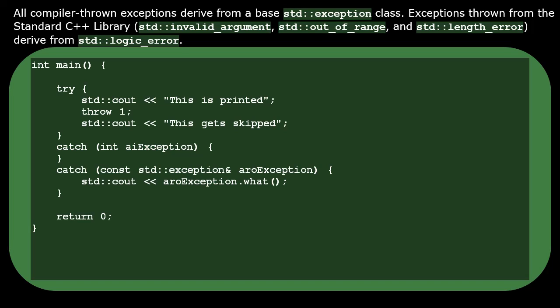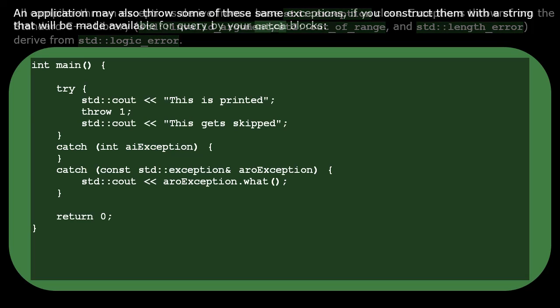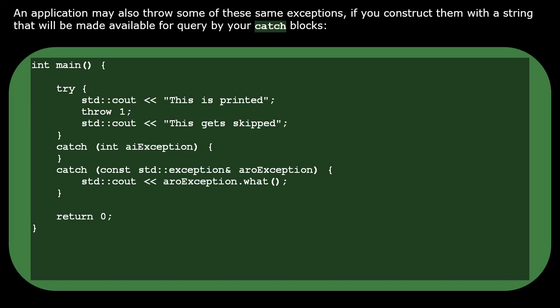You can use any type for exceptions that you manually throw, but all compiler-thrown exceptions will be an instance of a class that derives from a base exception class. Exceptions thrown by the standard library will derive from logic error, which itself derives from that exception class. Your own code is also allowed to throw using these same exception types.